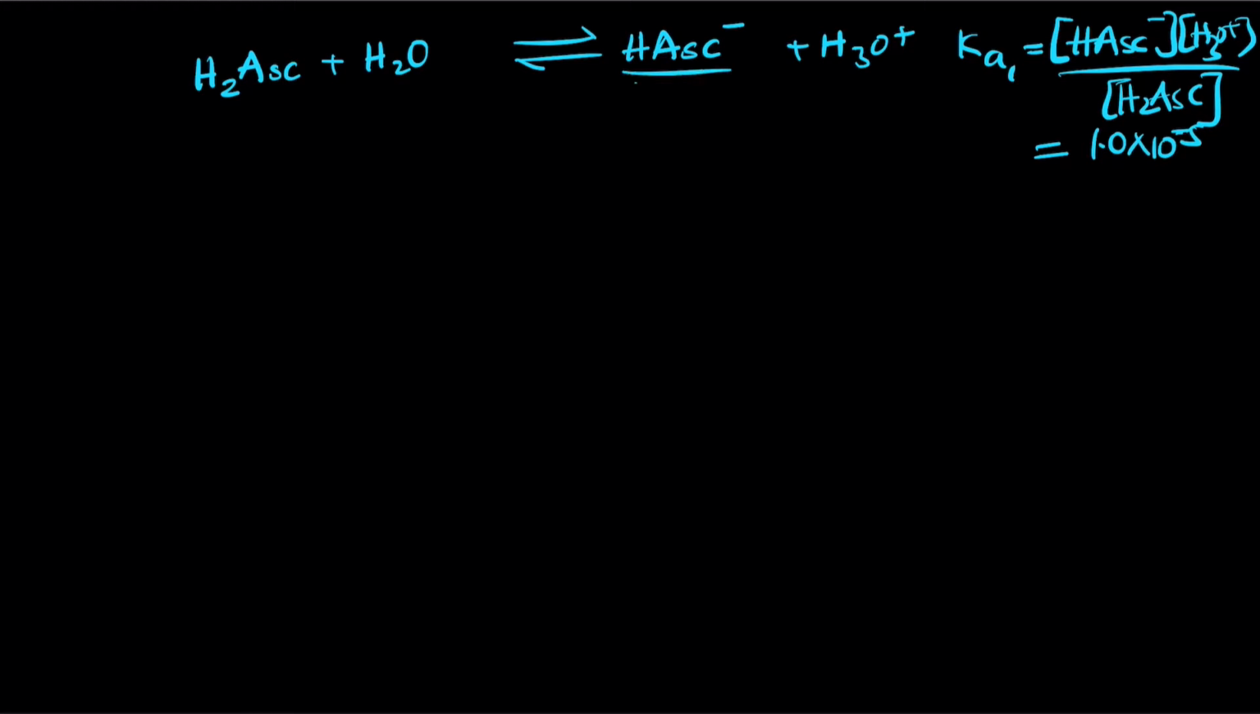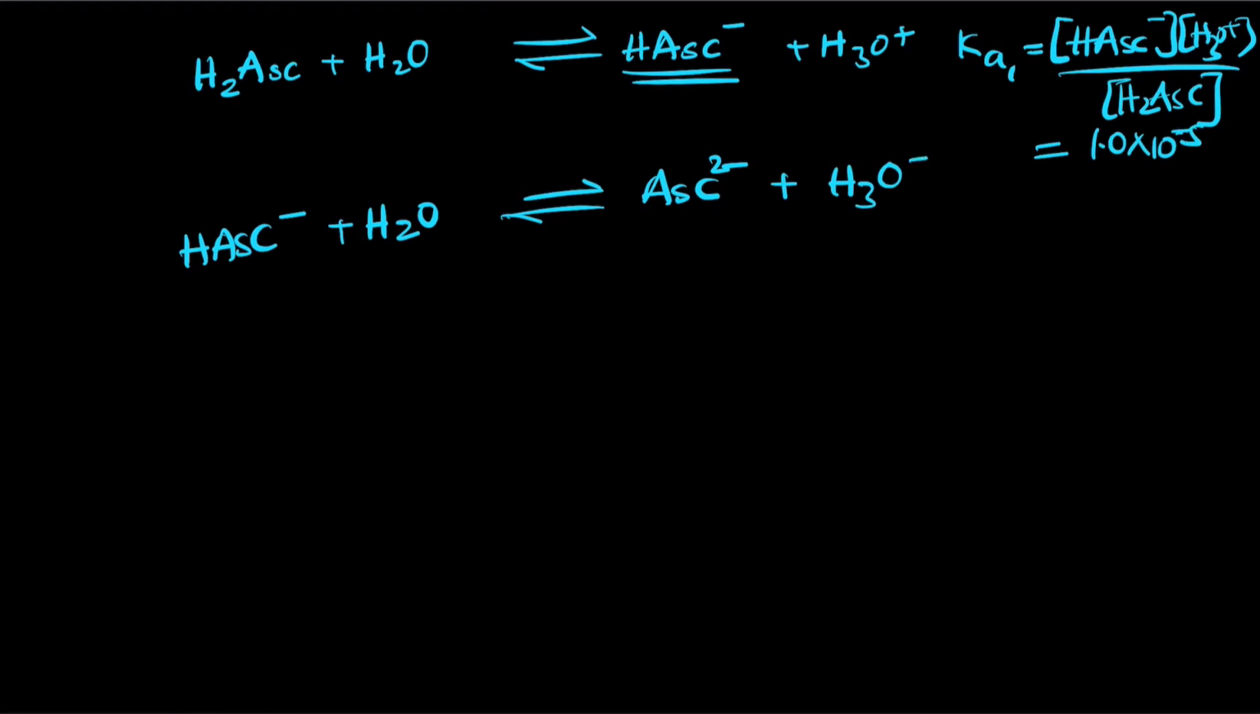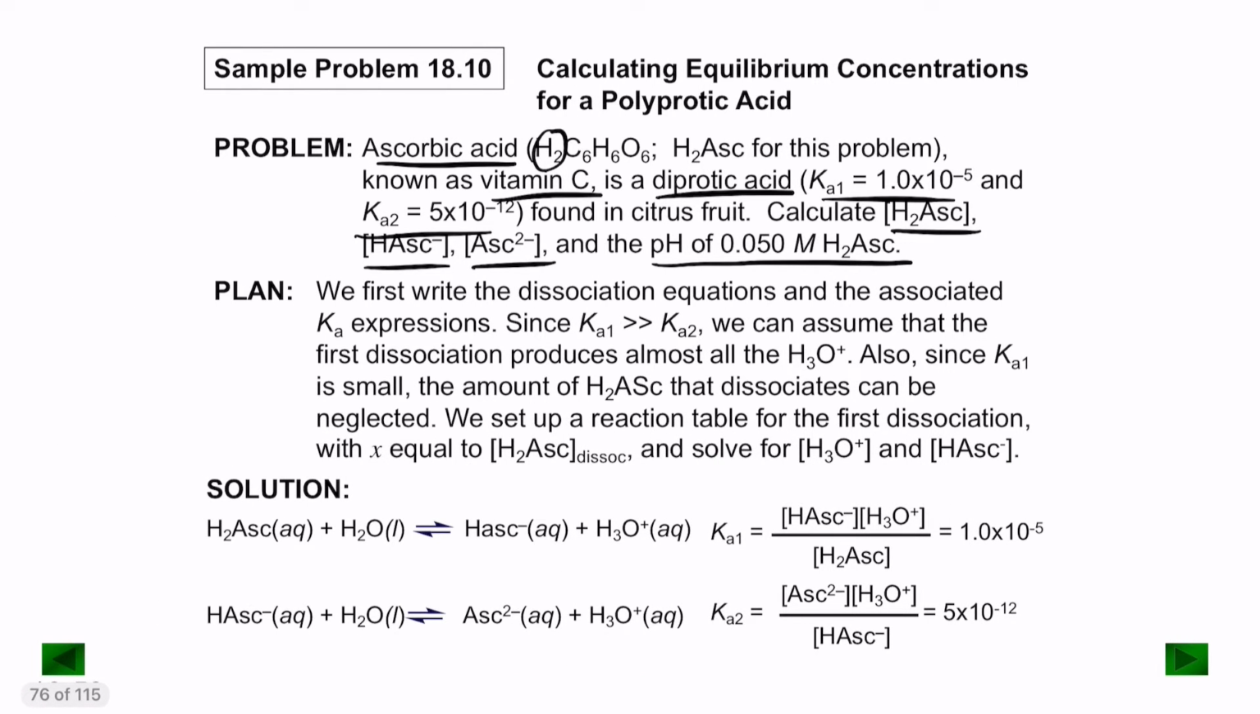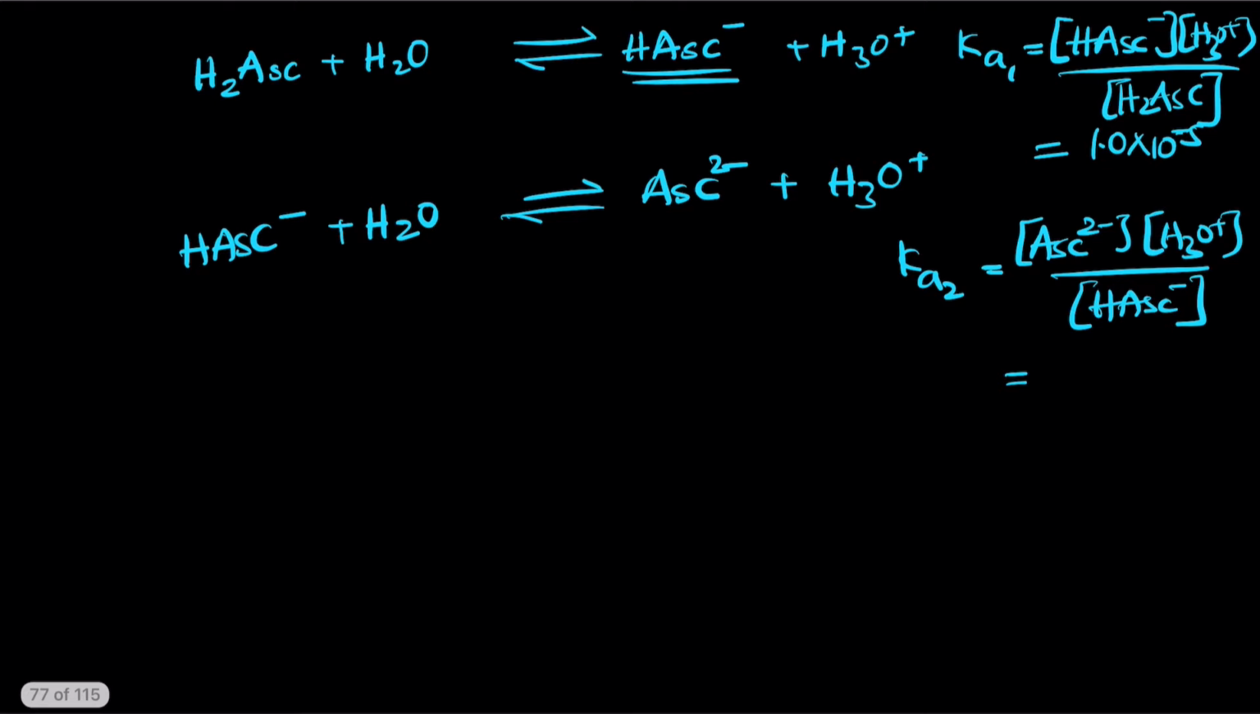Now let's take the second acid, which is HASC minus. Again, let's write the dissociation, which becomes ASC2 minus plus H3O plus. Again, Ka2 here becomes ASC2 minus times H3O plus divided by HASC minus. The value given here is 5 times 10 to the power negative 12.